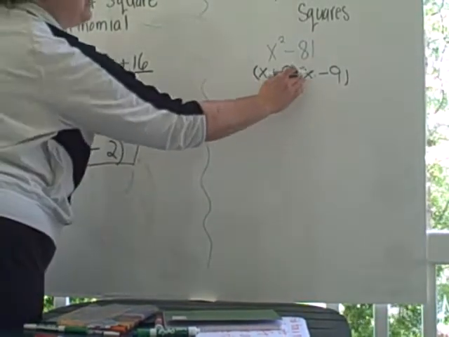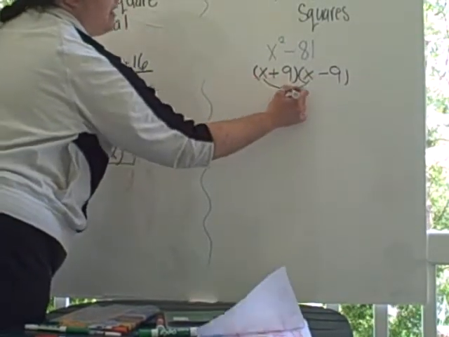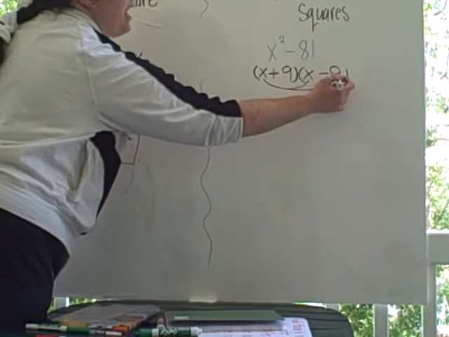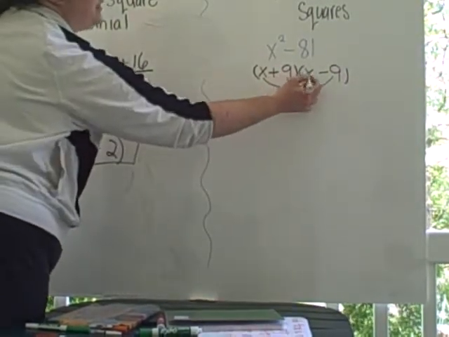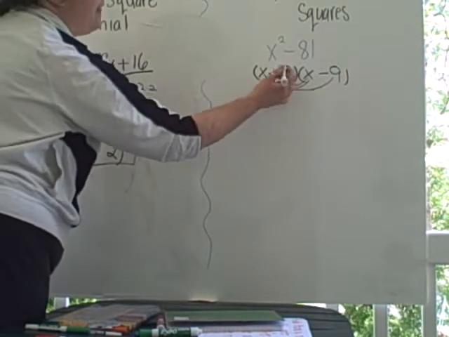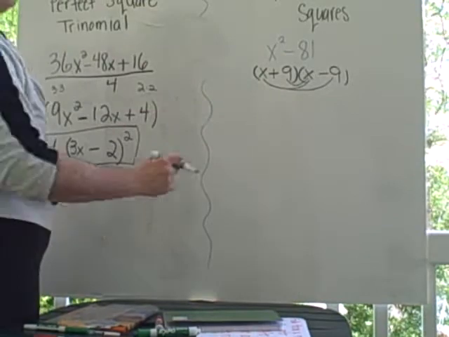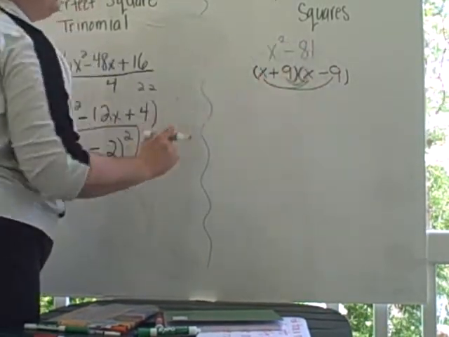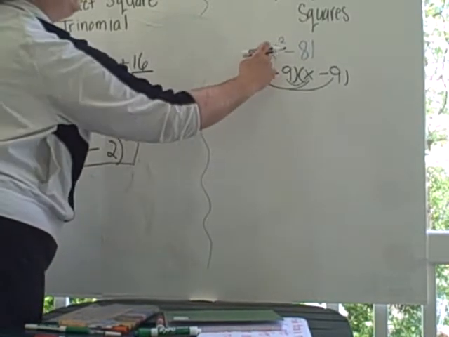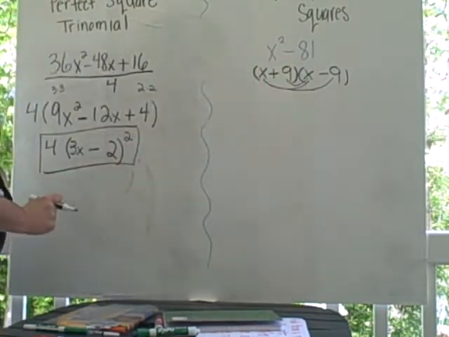Remember, if you multiply this out, you'll get x times x, which is x squared, x times negative 9, which is negative 9x. 9 times x is positive 9x, and that positive 9x and that negative 9x are going to cancel away. And then 9 times negative 9 is that negative 81. When you have the difference of two squares, that middle term is always going to cancel out.